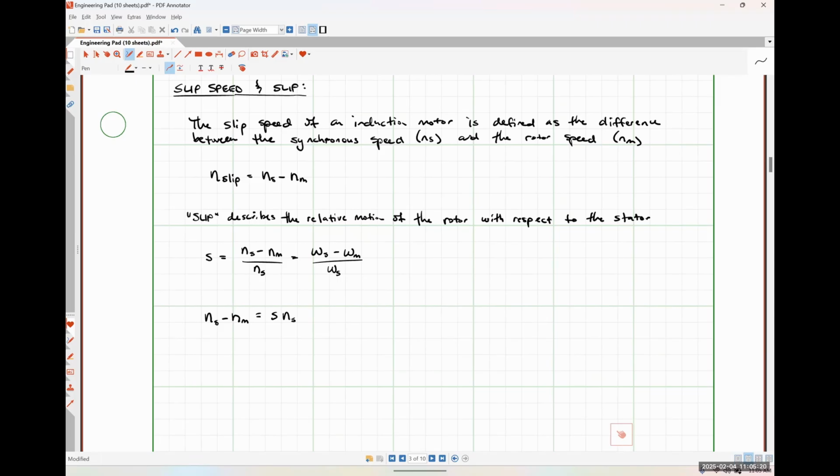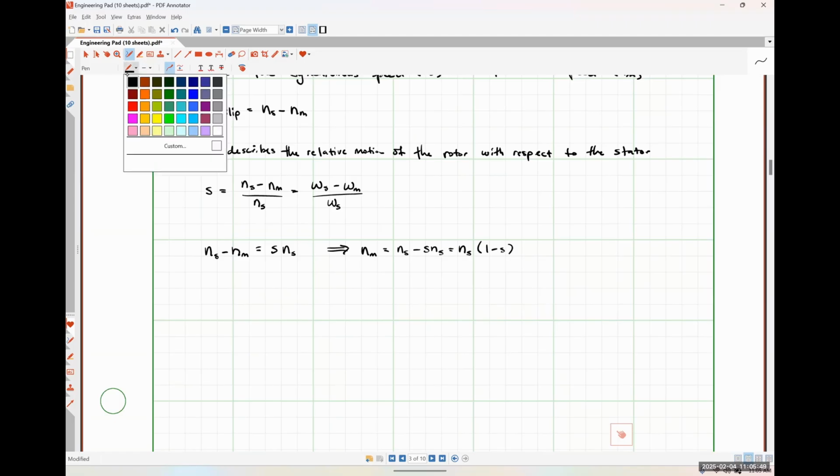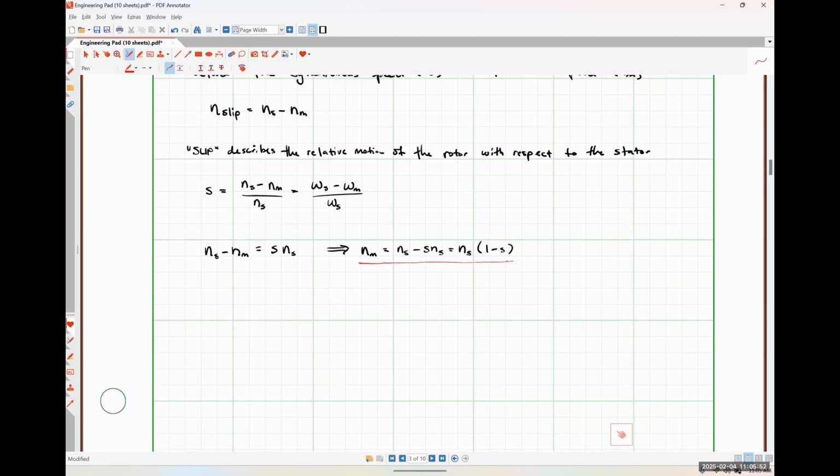Okay? Rearranging this gives us nm is equal to ns minus s times ns, or ns times 1 minus s. I wanted to put it in this particular relationship so that we could see a couple of things, right? This is one of the key relationships here, particularly nm is equal to ns times 1 minus s, okay?